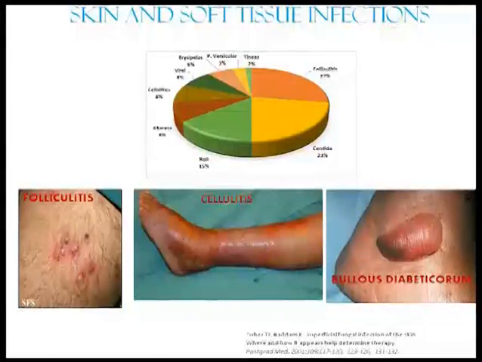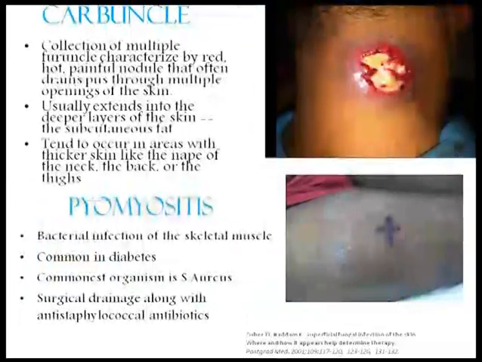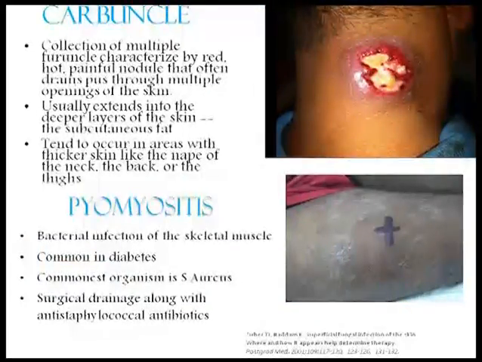And a word about the skin and soft tissue peculiar infections. Skin and soft tissue infections form the number two kind of infections in diabetes. There can be many types, right from a furuncle, a boil, and cellulitis, and then bullae. But the classical ones that we should take care of are the carbuncle and pyomyositis. A furuncle is a single collection, and a carbuncle is multiple boils.